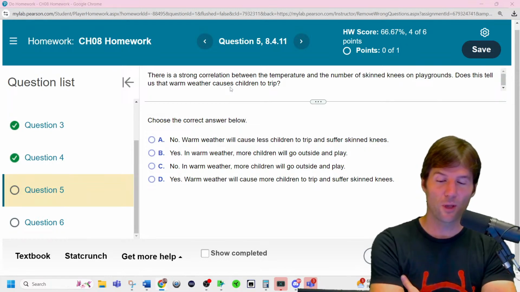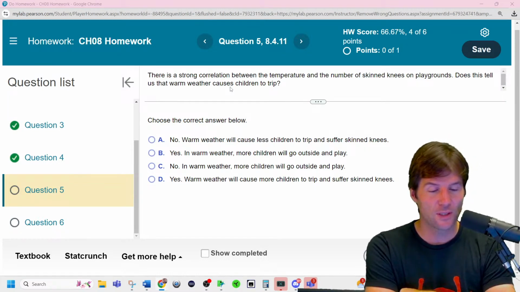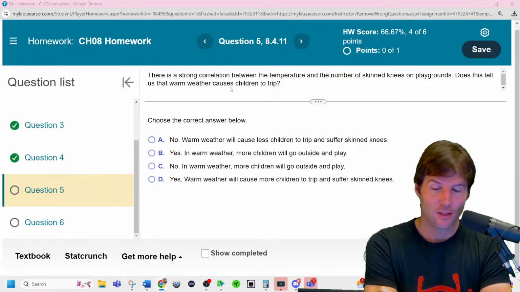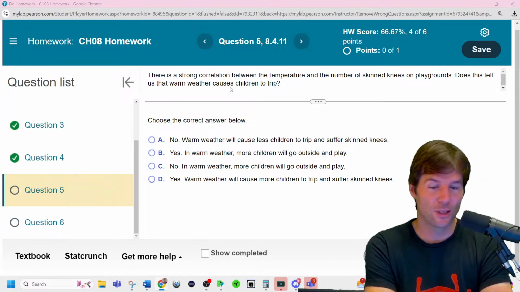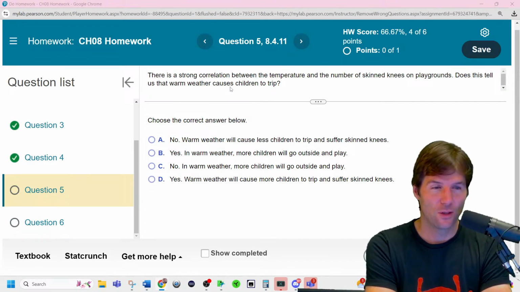There is a strong correlation between the temperature and the number of skinned knees on a playground. Does this tell us that weather causes children to trip? So let me know right here. What is a bad word?